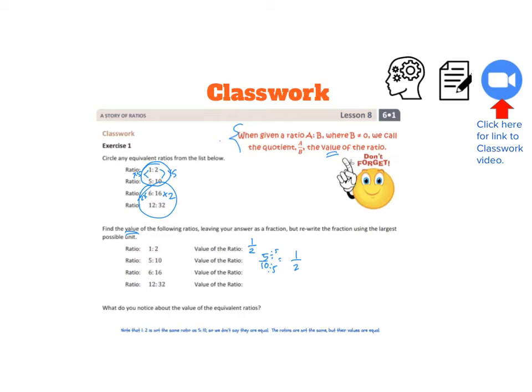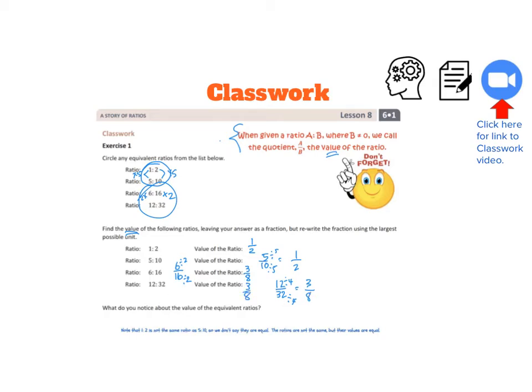How about 6/16? I know that if I divide both top and bottom by 2, I end up with 3/8 for that one. And then 12/32. If I write 12/32, I could divide that by 4 top and bottom, and I get 3/8 as well.